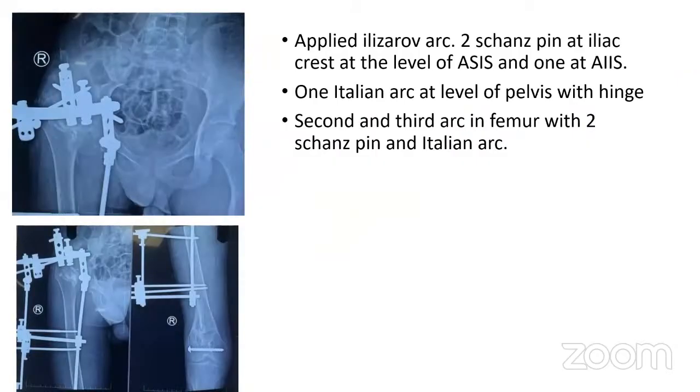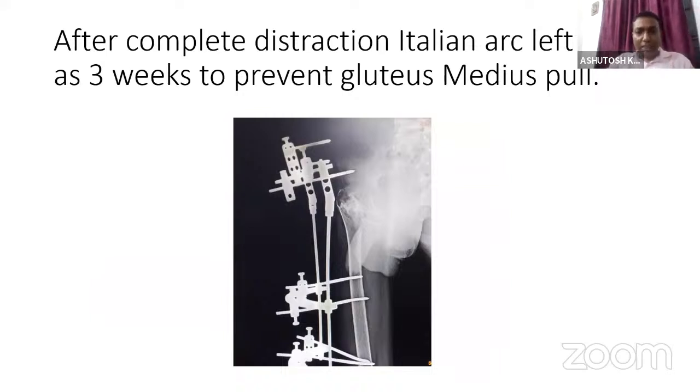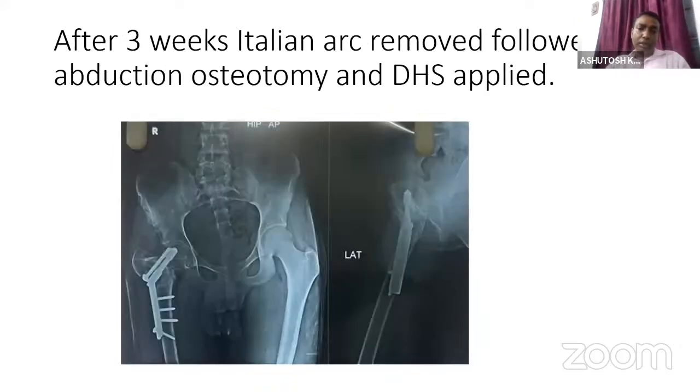After we had done the distraction, it's the last. We were not able to take a proper X-ray. We can see here, to some extent the neck shaft angle is decreased, but we couldn't completely correct it. So we had planned to do further correction with the DHS.